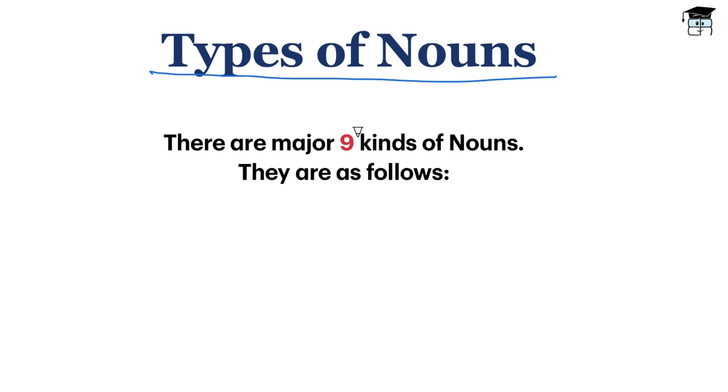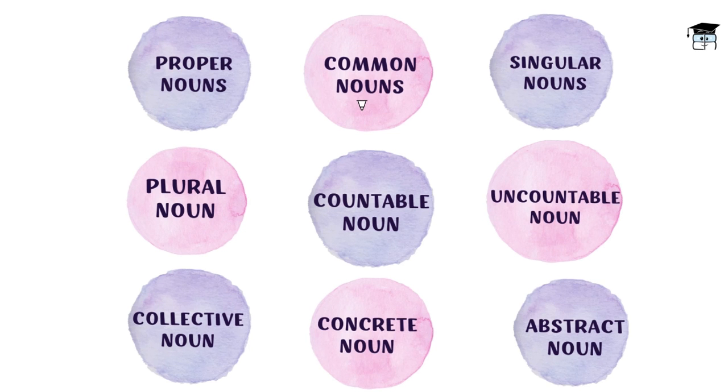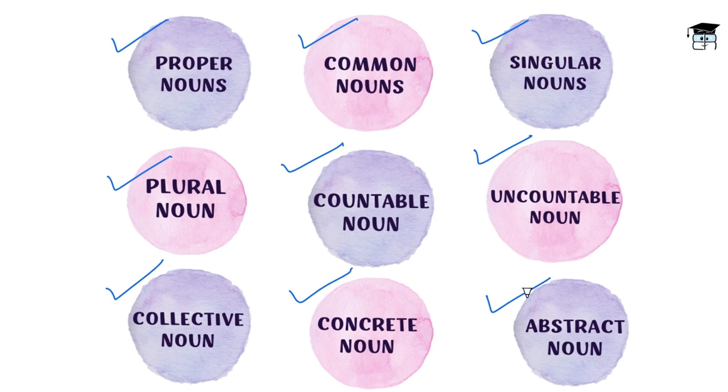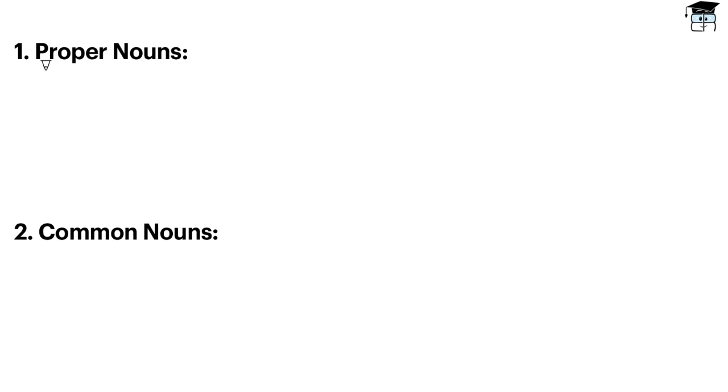Right, now there are basically 9 most important kinds of nouns that are used in our everyday environment and in your examination setting. So in this video, we are going to talk about these major 9 kinds. Okay, namely these kinds are proper nouns, common nouns, singular nouns, plural nouns, countable nouns, uncountable nouns, collective nouns, concrete nouns and abstract nouns. Let us discuss these types in detail to understand each one of them distinctively. Let's start with the first category, that is proper nouns.